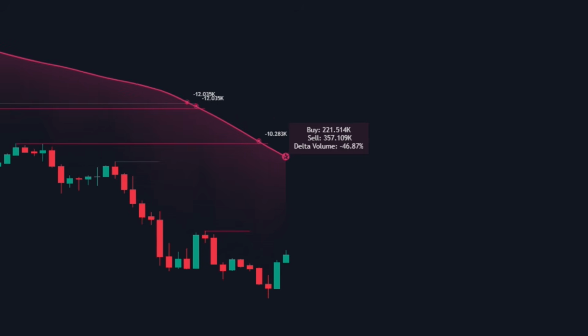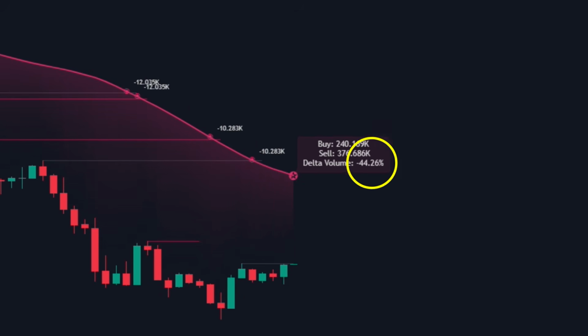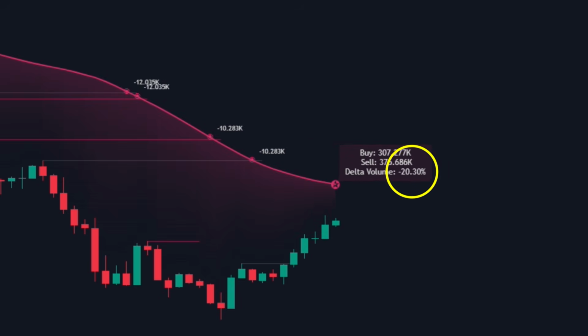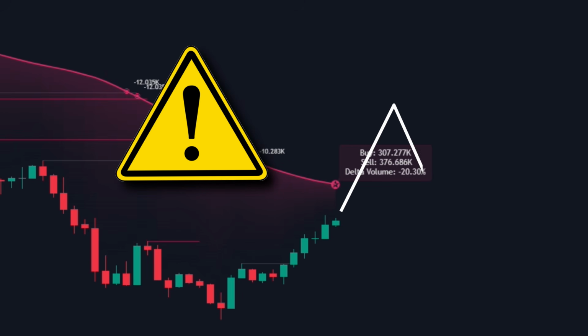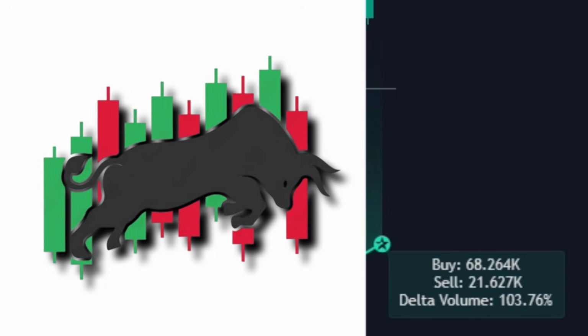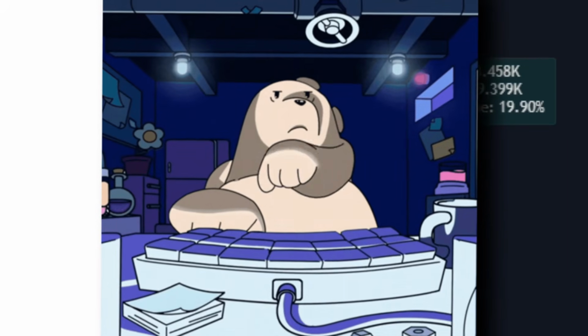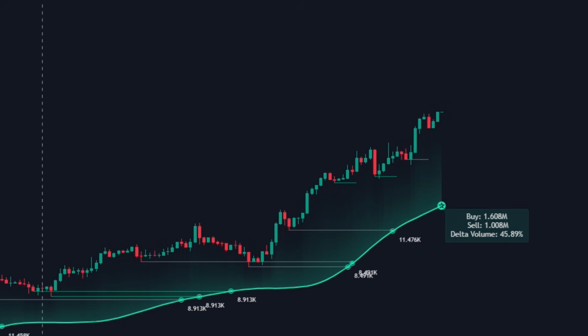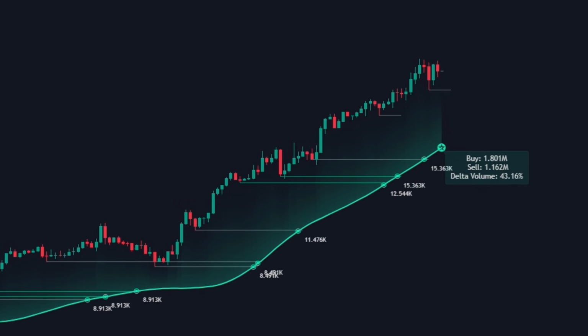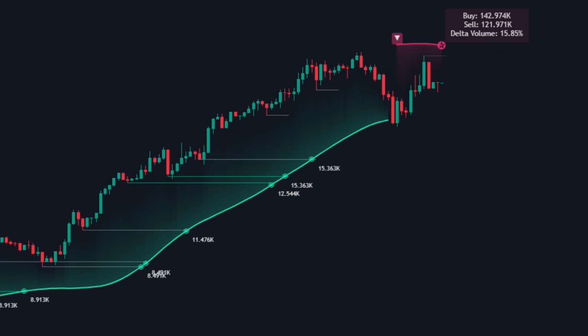As more green candles appear during this pullback, the delta volume becomes less negative. This signals the bearish trend is weakening, often an early warning of a potential reversal. In bullish trends, when the delta volume starts shrinking, it's often time to think about taking profits. Look at this example. The delta volume gradually decreased until finally the trend flipped bearish.